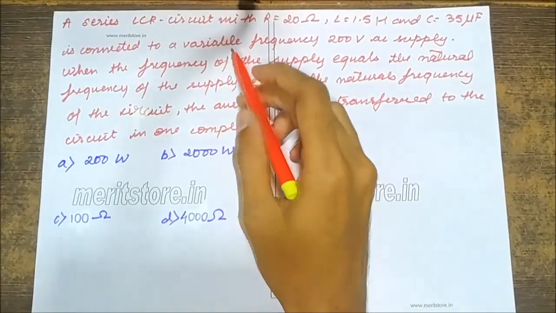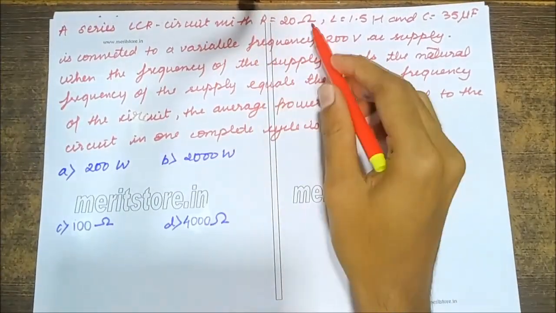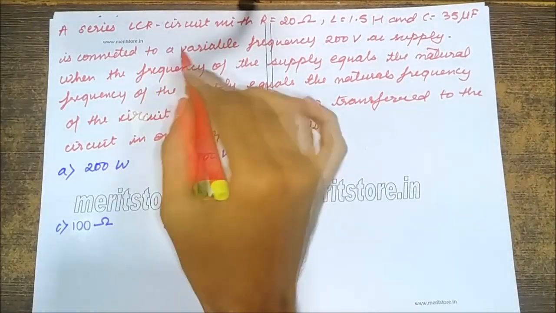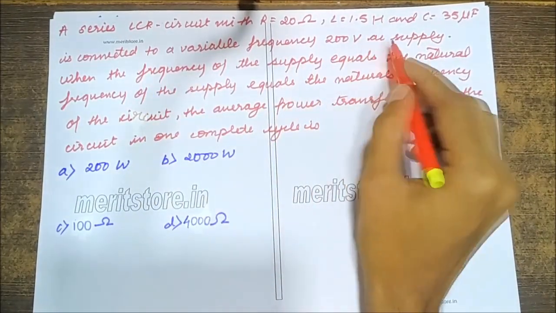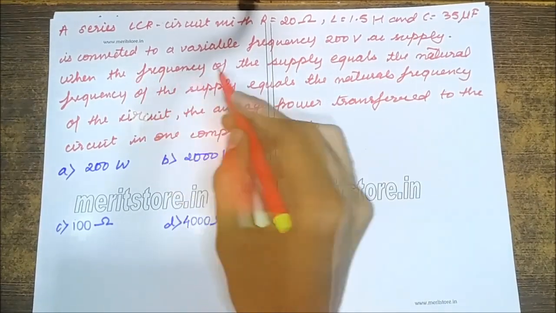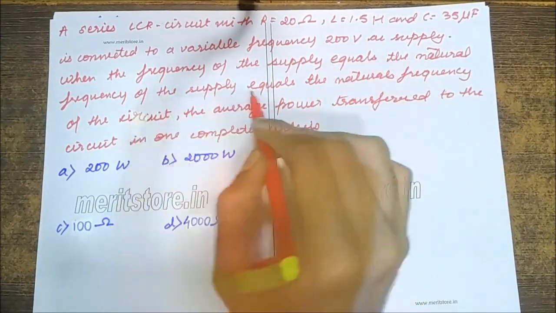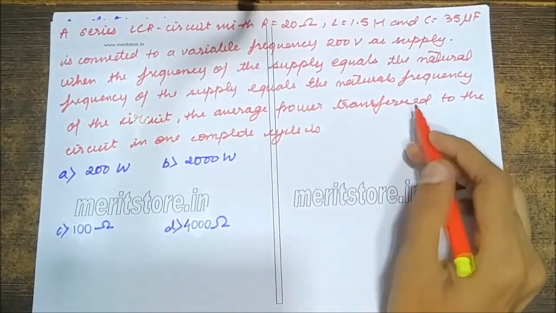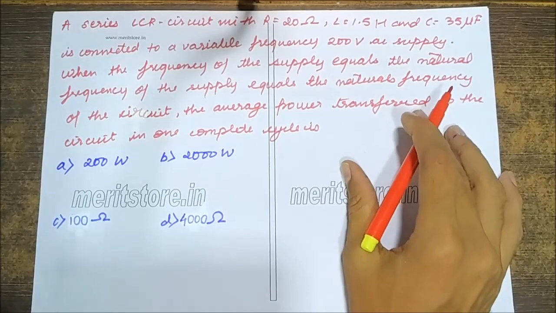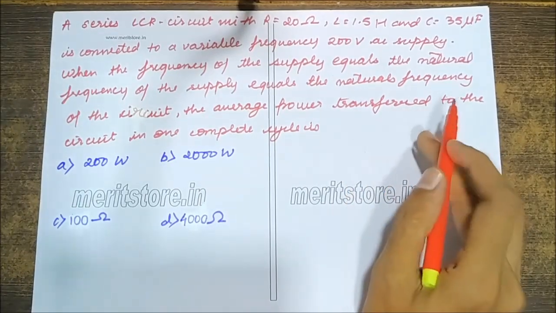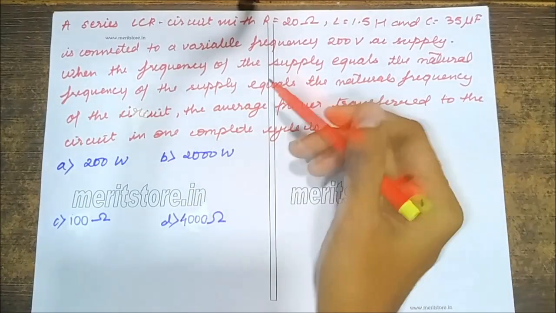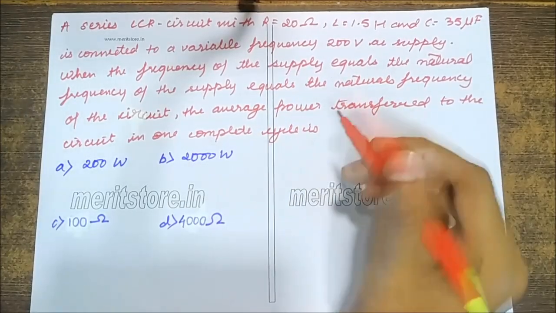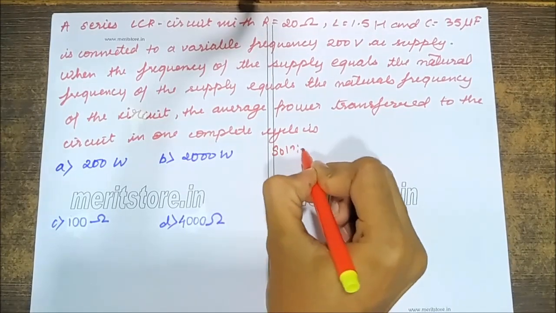A series LCR circuit with resistance 20 ohms, inductance 1.5 henry and capacitance 35 microfarad is connected to a variable frequency 200 volts AC supply. When the frequency of the supply equals the natural frequency of the circuit, the average power transferred to the circuit in one complete cycle is. So it is when the natural frequency is equal to the measured frequency. We need to find the power through this complete cycle.